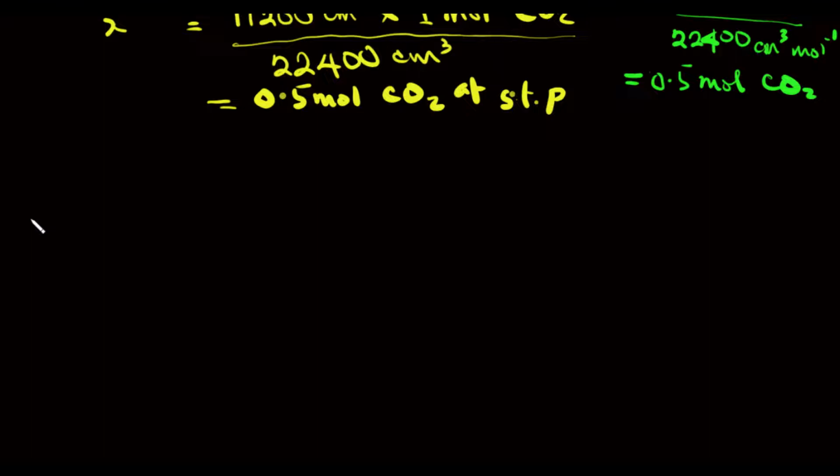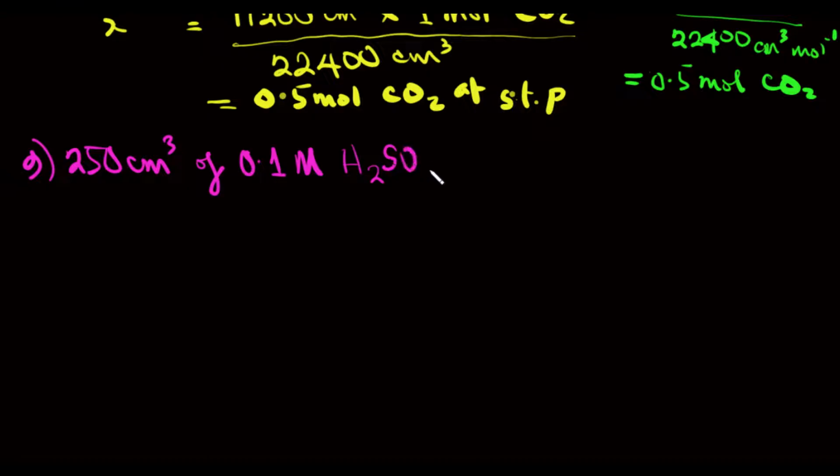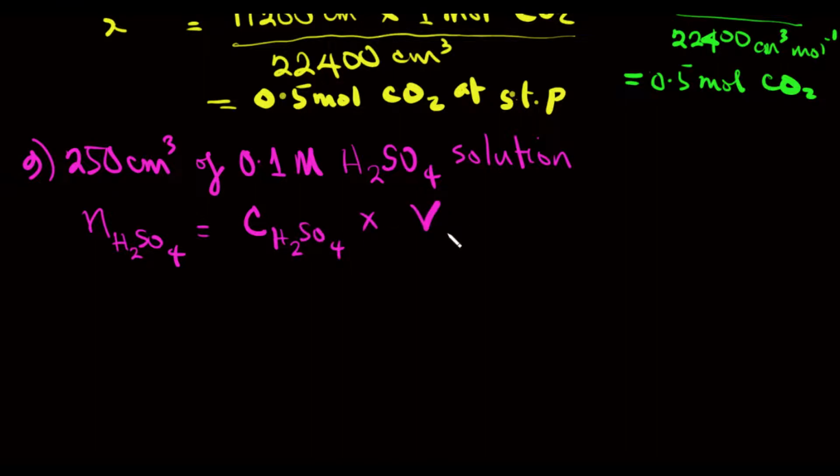And lastly, G, we are asked to convert by the number of moles present in 250 cm cube of 0.1 molar H2SO4, 0.1 molar H2SO4 solution. So this one just goes straight to the formula. Number of moles of H2SO4 will be equal to concentration of H2SO4 times volume of H2SO4 in dm cube.